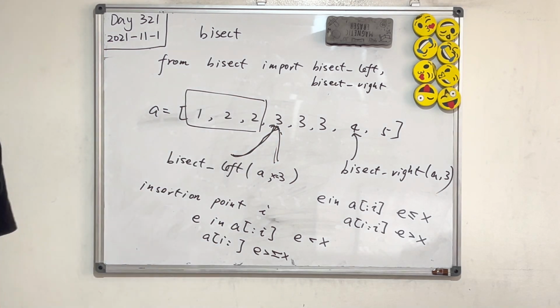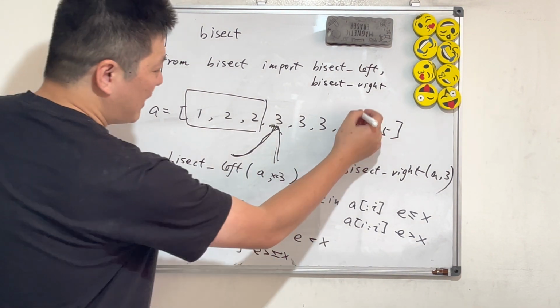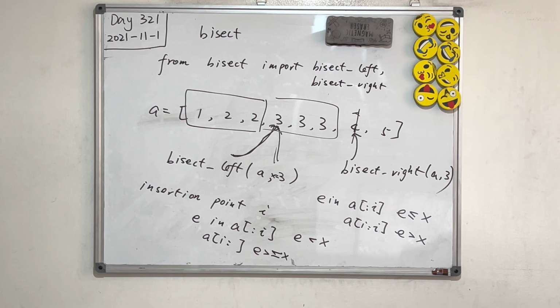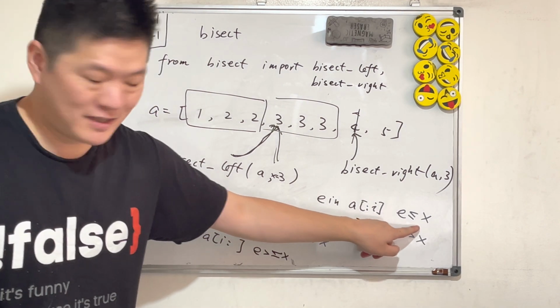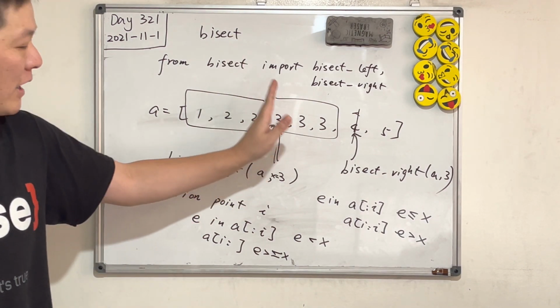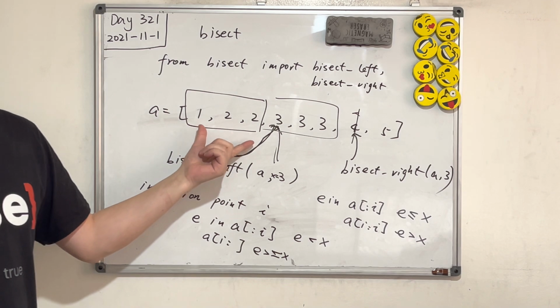But bisect_right is slightly different. You need the insertion point at the right. It's the same, but at the right side. Because this is smaller or equal to x, and this is smaller than x, right? Because I put a 3. Everything to the left of the insertion point needs to be strictly smaller.